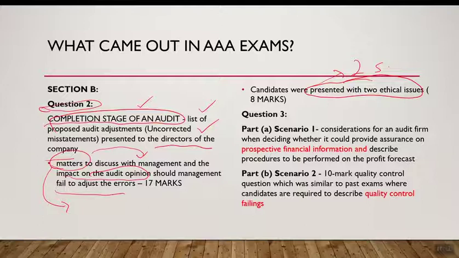So you can see ethics is quite popular, whether it is at the planning stage or even at the completion stage. Now, in question number 3, you were given scenario number 1, scenario number 2, but question 3 was more of the other assignments.